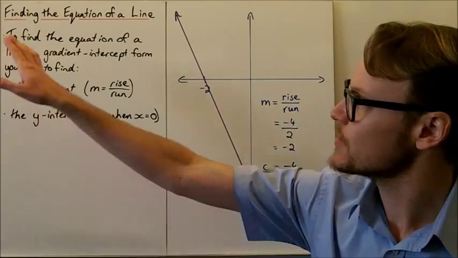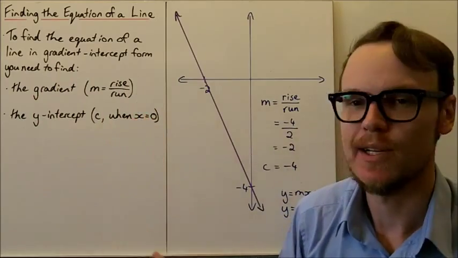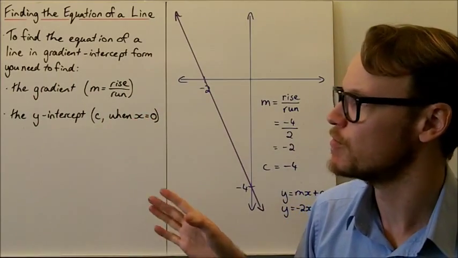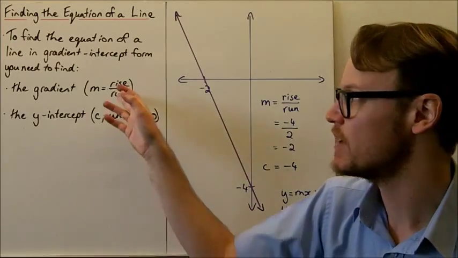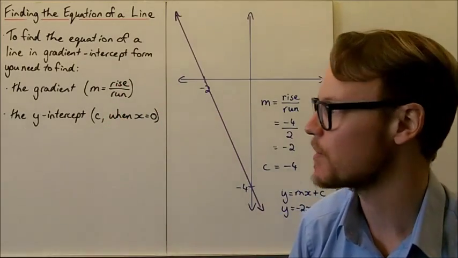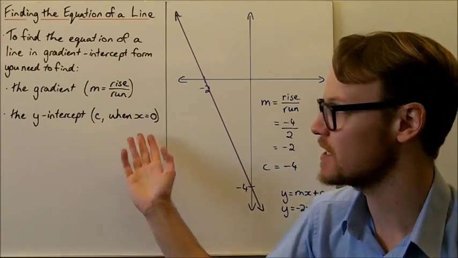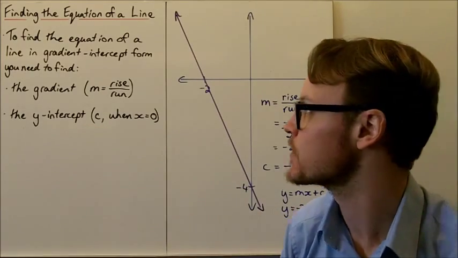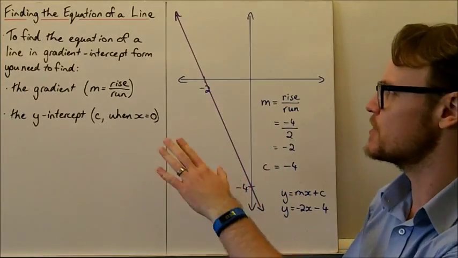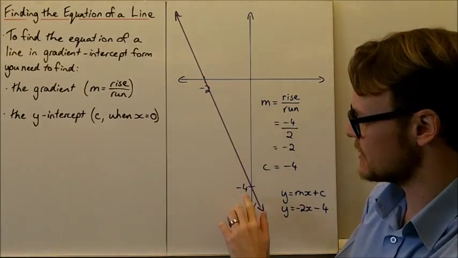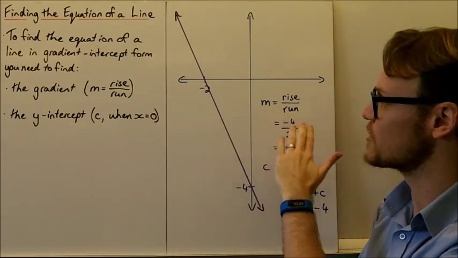Today we're going to look at finding the equation of a line. To find the equation of a line in gradient-intercept form, all you need is the gradient, which we find by finding the rise divided by the run, and the y-intercept, this value for c, when x is 0. If I've got a very simple graph, all I've got is the x-intercept and the y-intercept, but from this I can determine the rise and the run.